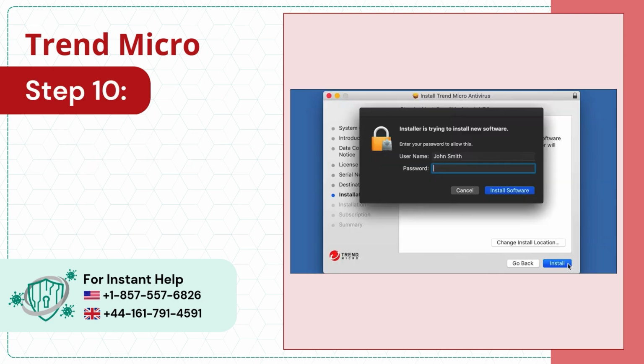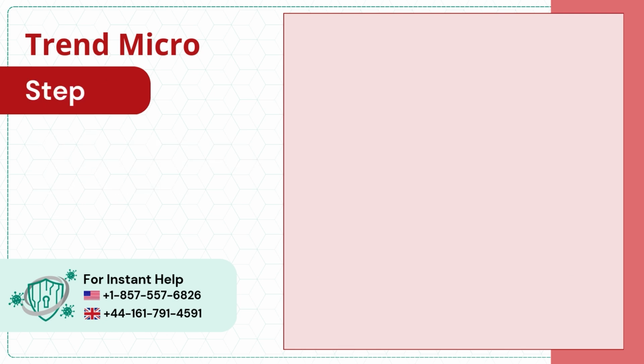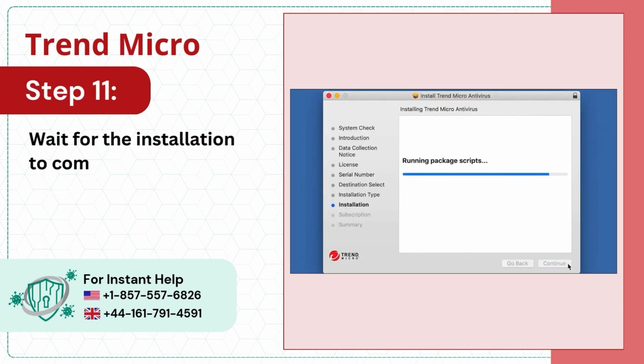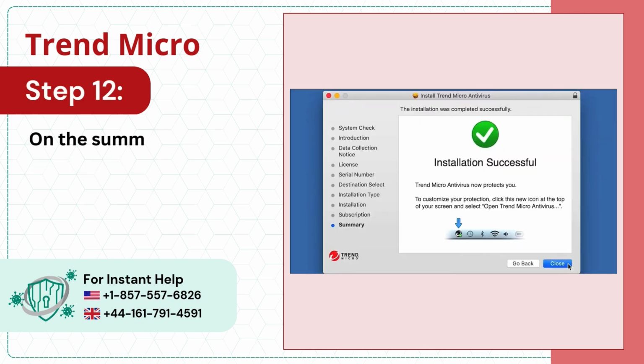Step 10. Enter the password and click on Install Software to allow the installer. Step 11. Wait for the installation to complete. Step 12. On the summary page, click on Close.